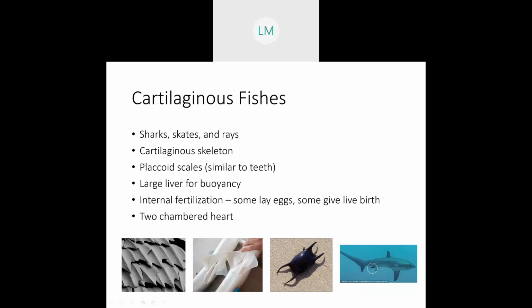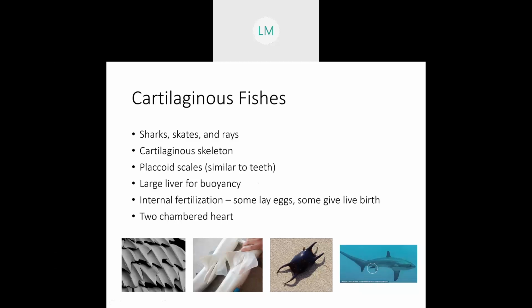They also have a really, really large and oily liver. So that's to help with buoyancy, right? It doesn't help a ton, right? They still, if they're not doing anything to swim, they are going to be laying on the bottom of the ocean. But this liver does help them be buoyant when they're swimming around. It makes it a lot easier to adjust their place in the water column if they have some assistance with buoyancy.